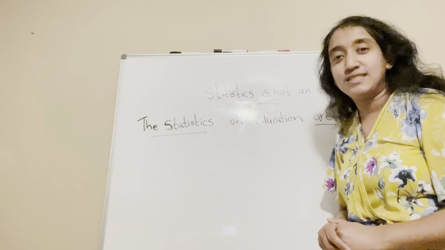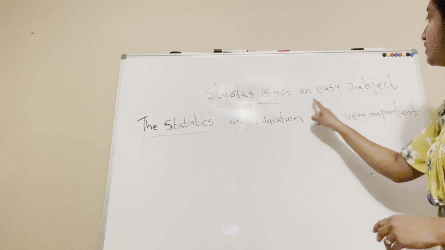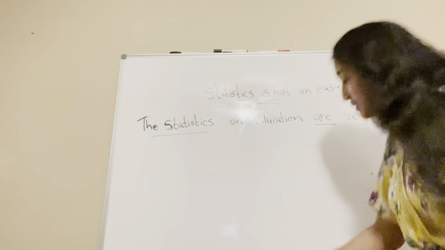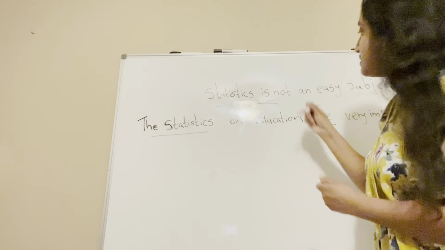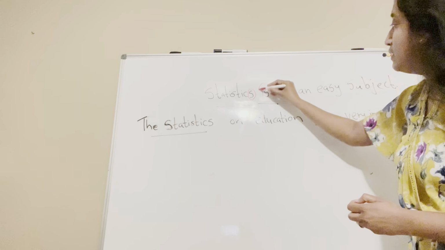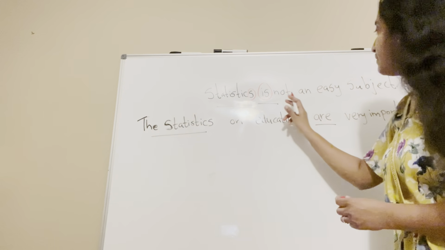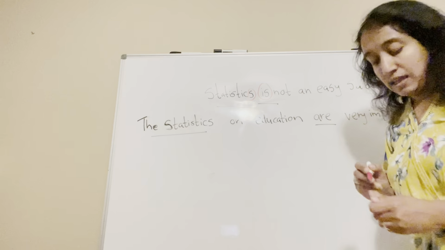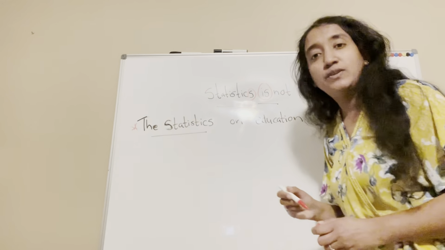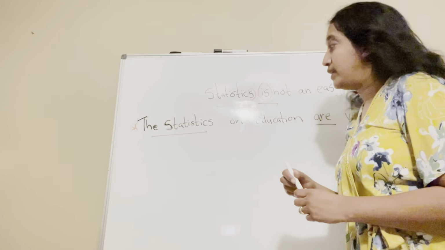Let's look at these two examples. Statistics is not an easy subject. So we know subjects ending with S, like statistics, take a singular verb. Statistics is not an easy subject. But there are some places where we use statistics as a plural word.